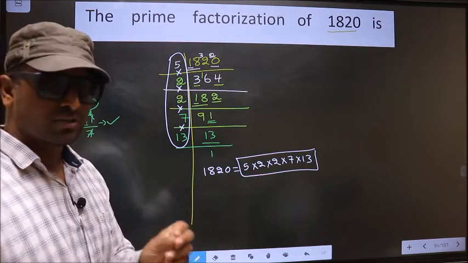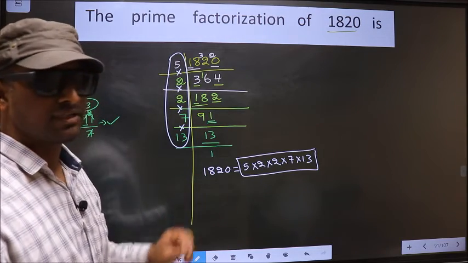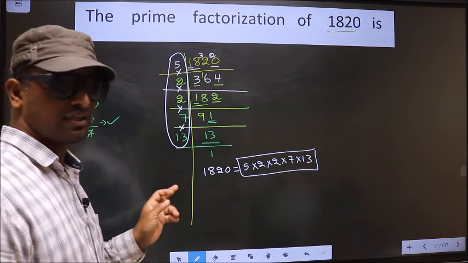This is also called the product of prime numbers of 1820. Am I clear?